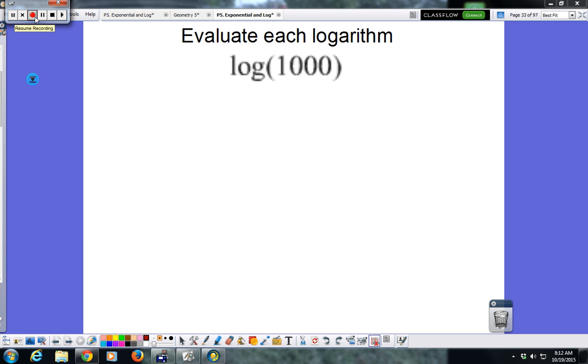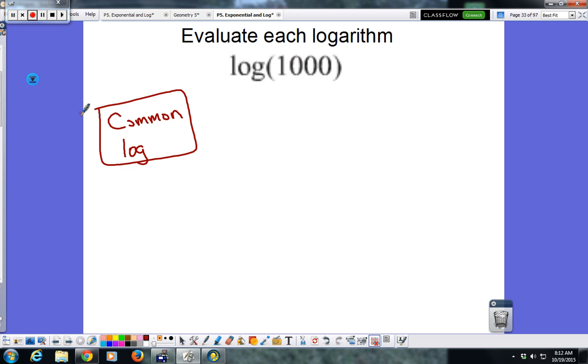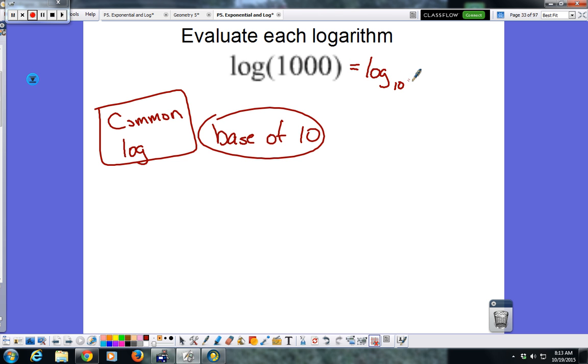Notice on this next problem, there's no base. If there's no base, this is known as a common log, one that you would find in any neck of the woods. A common log will always have a base of 10. If there's no base there, it's understood to be base 10. So if you need to rewrite this, this is simply log base 10 of 1,000.